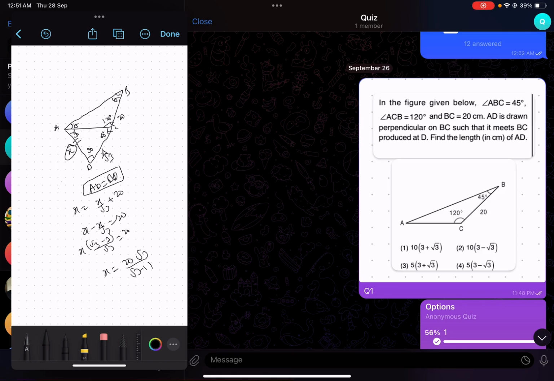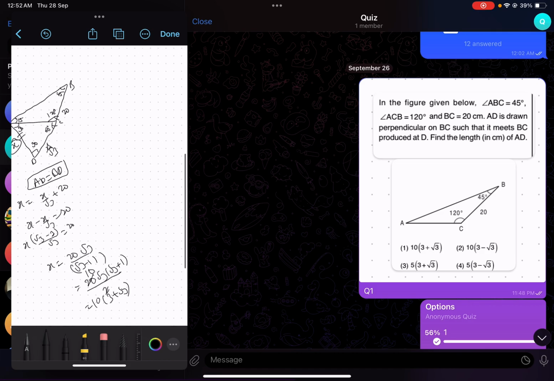We aren't getting the desired form, so let us change this. Rationalizing, 20 root 3 goes up, and this becomes root 3 plus 1 upon 2. So we got 10 root 3 times, inside, 3 plus root 3. So the first option is the answer to this question.